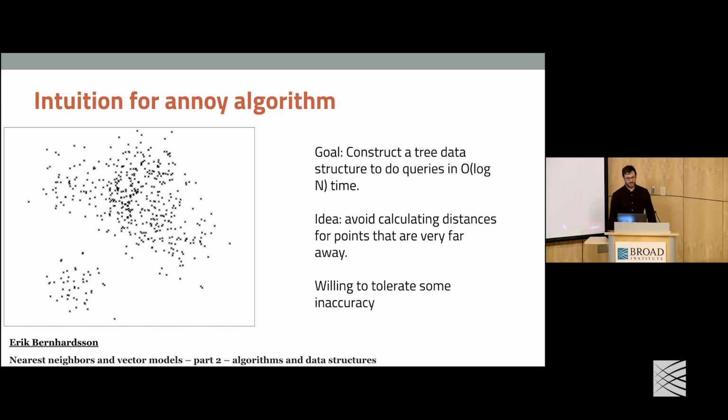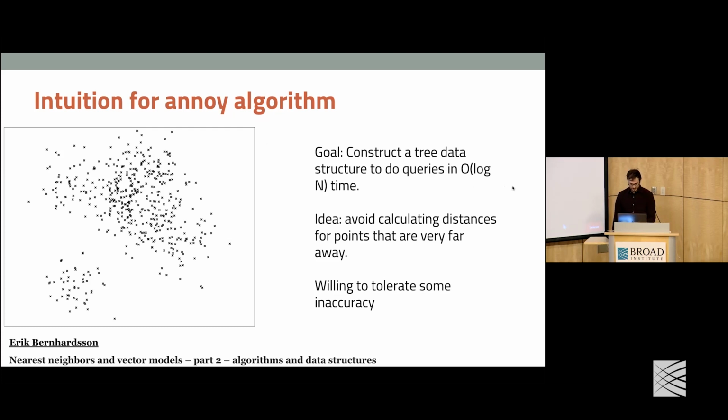But the intuition for it is, you don't want to be comparing points to points that are really far away, because there's no way they're going to be nearest neighbors, and that's the majority of them. So you're going to end up wasting a lot of time if you do that. The goal is to construct a tree data structure that will cause you to compare distances between points that are nearby to some degree. And we are willing to tolerate some inaccuracy if you end up with points that are actually nearest neighbors but aren't included. It's not the end of the world.